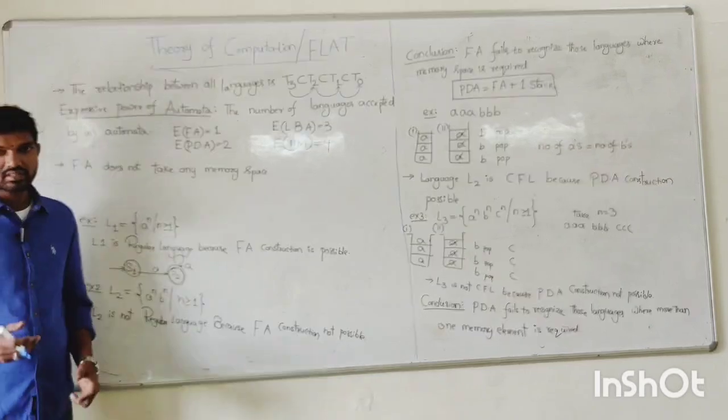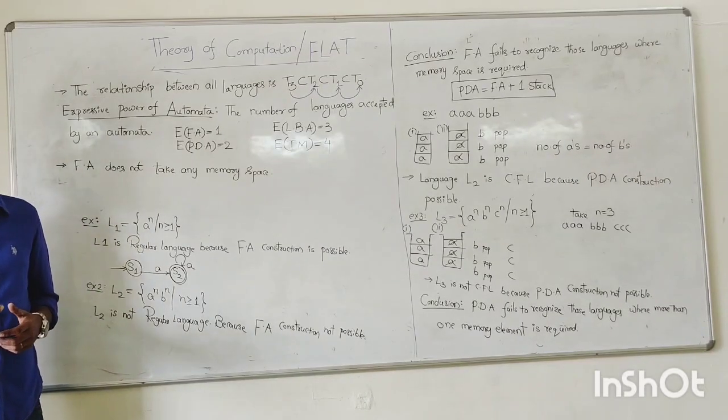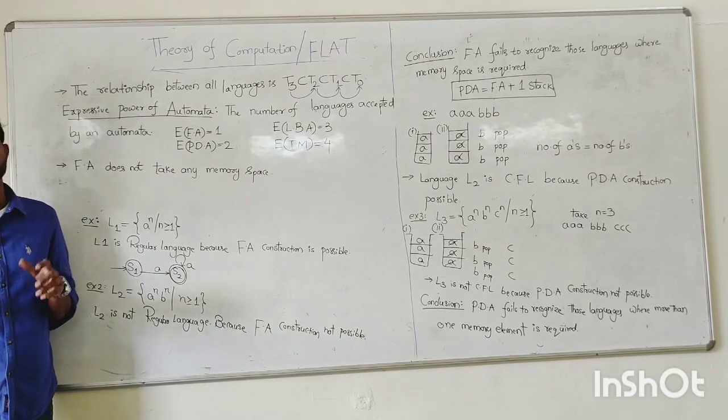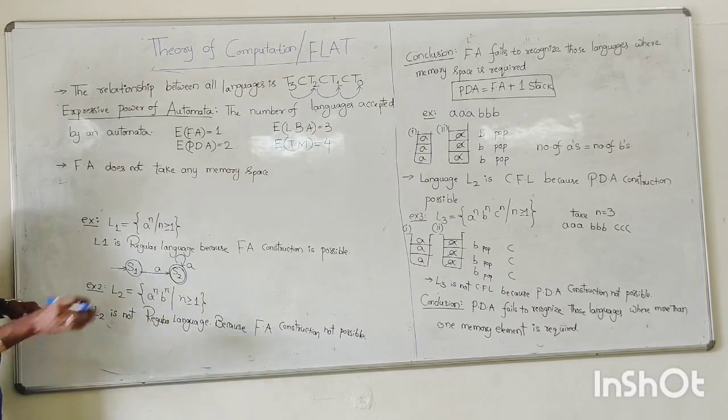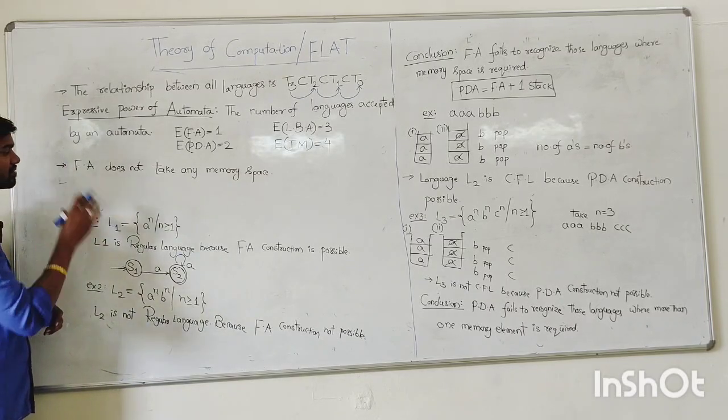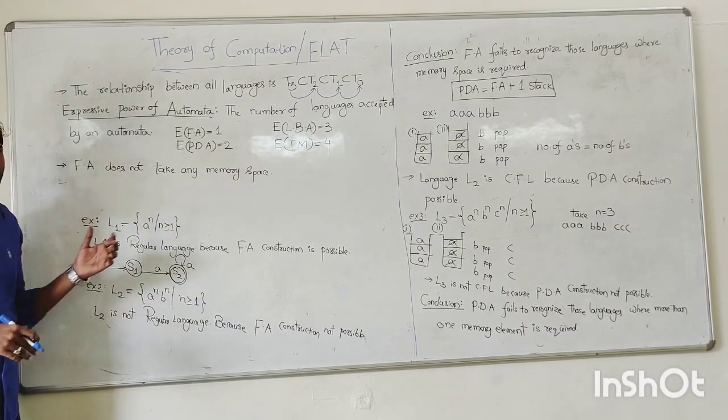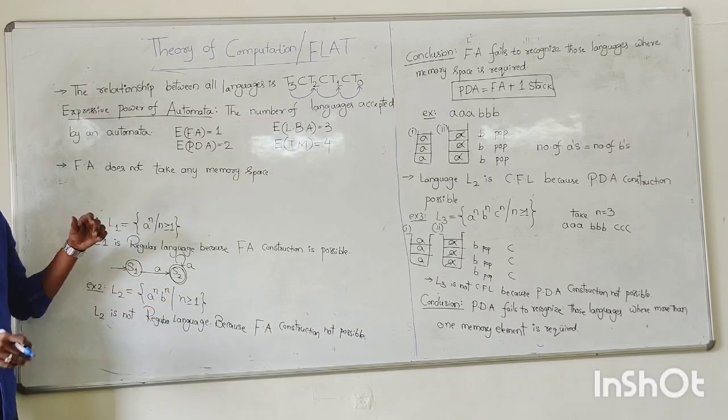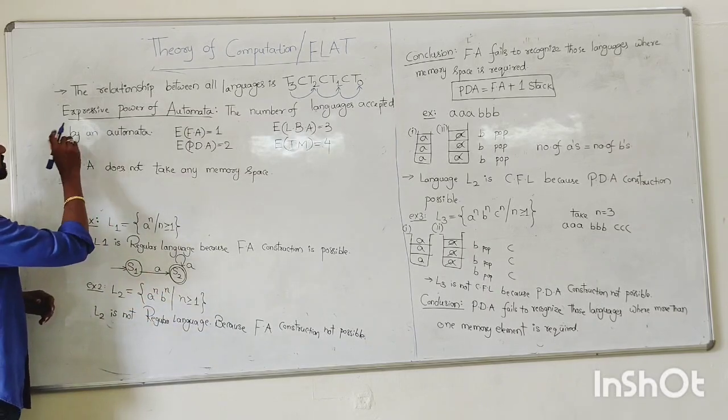Now, the question is, why are these 4 types of automata required? Before going to that, why are this many types of automata required? A simple definition is there.